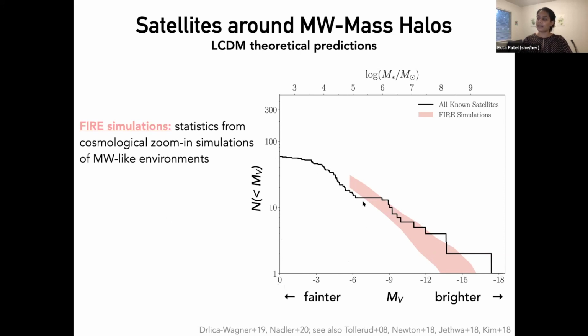What I'm adding in this peach shaded region is a compilation that was presented in some work by Ethan Nadler earlier this year, showing the statistics from cosmological zoom-in simulations of Milky Way-like environments. So it's essentially subhalo abundance counting techniques.